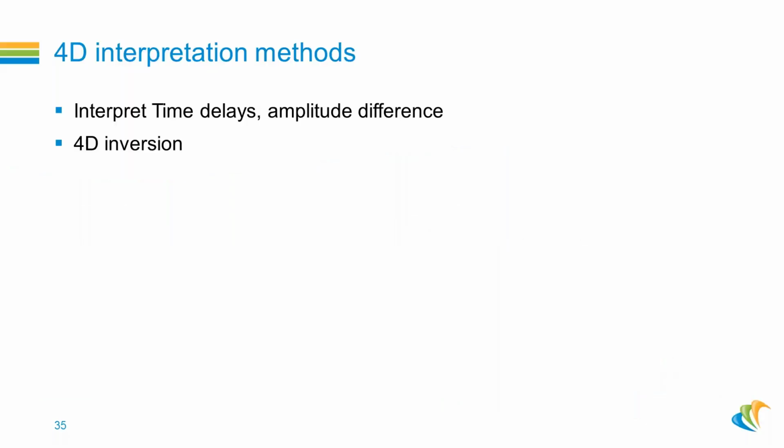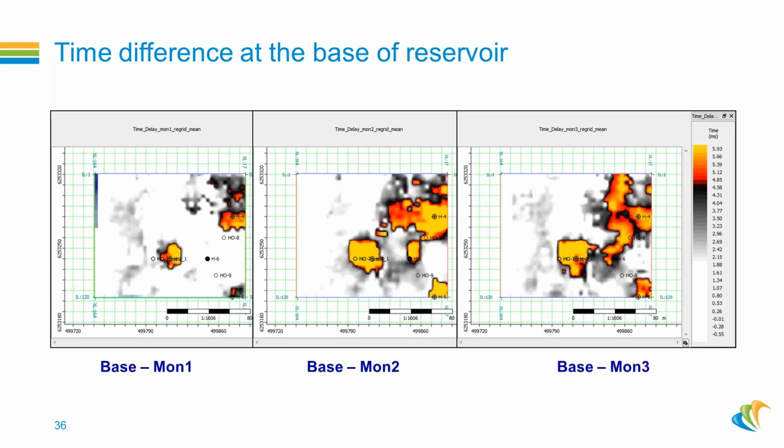Interpretation could be interpreting time delays or amplitude differences. Time delays are before applying time variant time shifts, and amplitude differences are after applying time variant time shifts, which is coming to the 4D inversion as well. The example here shows that I can calculate the thickness or the time delay at the reservoir base and see, for example, how the reservoir base is changing. So I have a 3 monitors case here.